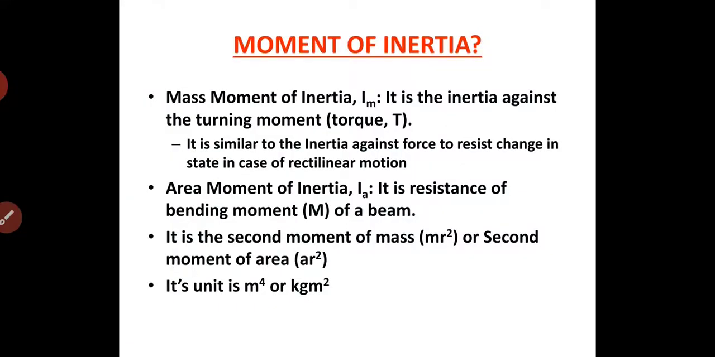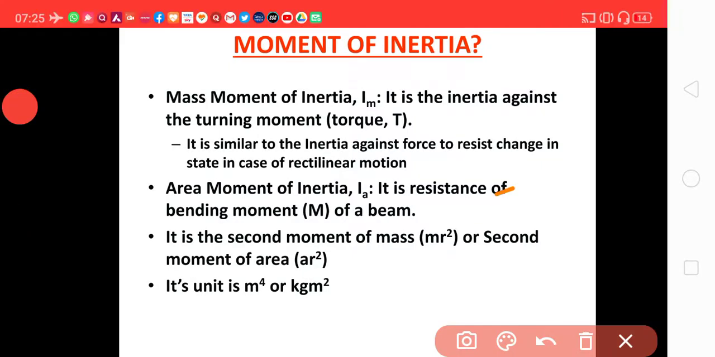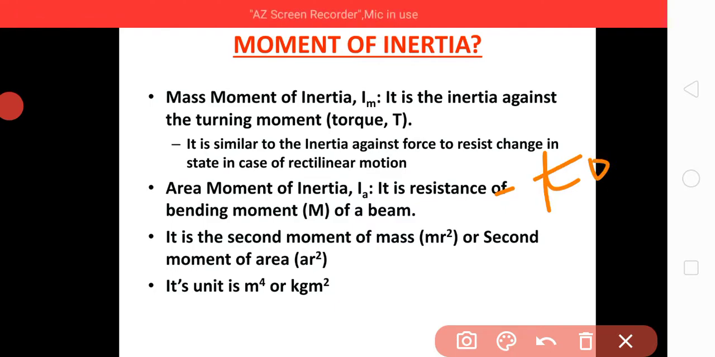First of all, let us recollect what we learned in the last lecture. Mass moment of inertia, Im, is the inertia against the turning moment, torque. It is similar to the inertia against the force to resist change in state in case of rectilinear motion. Area moment of inertia is the resistance to bending moment of a beam. It is the second moment of mass and second moment of area. Its unit is meter to the power 4 or kg meter square.